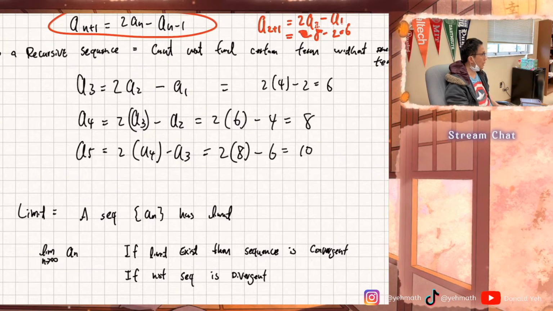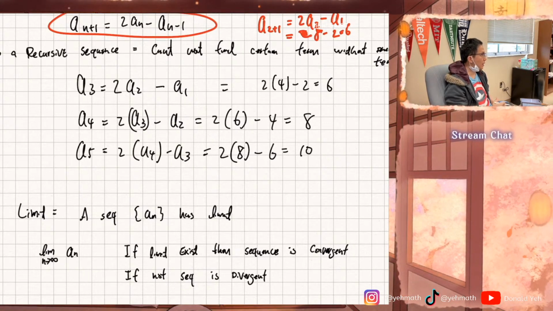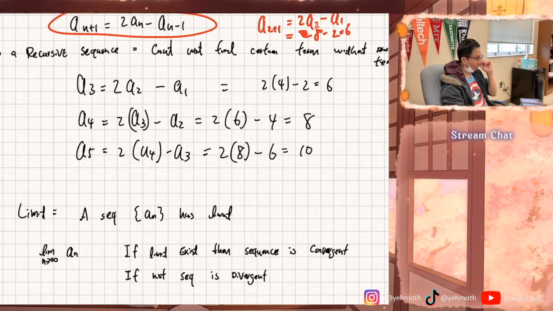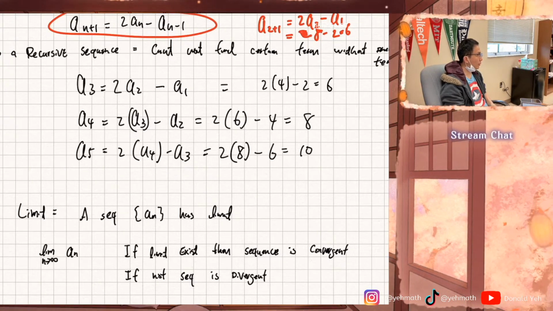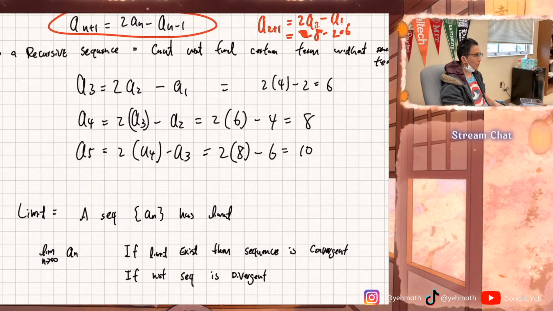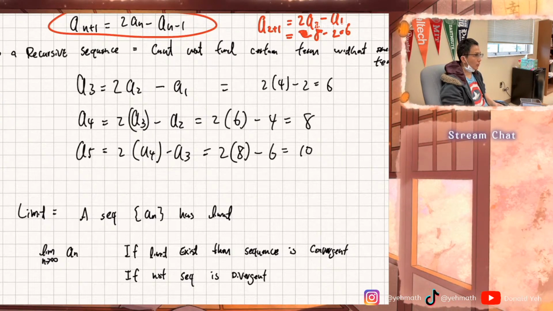So there are two choices. The a to the n is like 2, 4, 6, 8, 10. It just keeps on going up. It's going to go to infinity. But what if it's 1, 1/2, 1/4, 1/8? What does that go to? No, it goes to one.